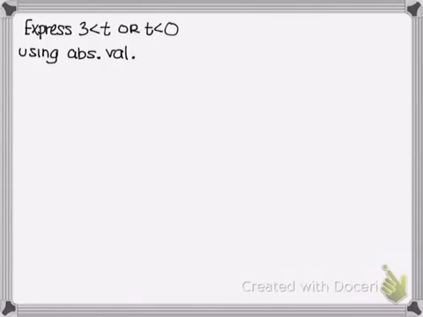Okay, so you can conceptualize this. If you have 0 and 3, you want to be greater than 3 or less than 0. So the easiest way to do this is to subtract by the midpoint.